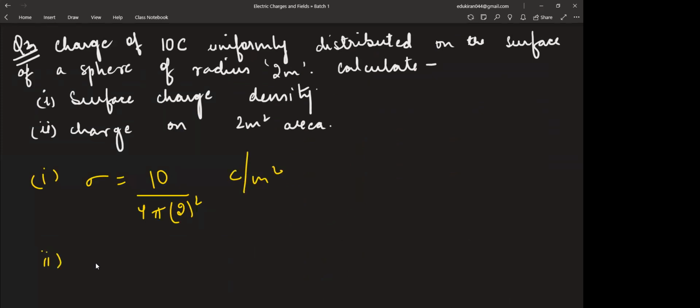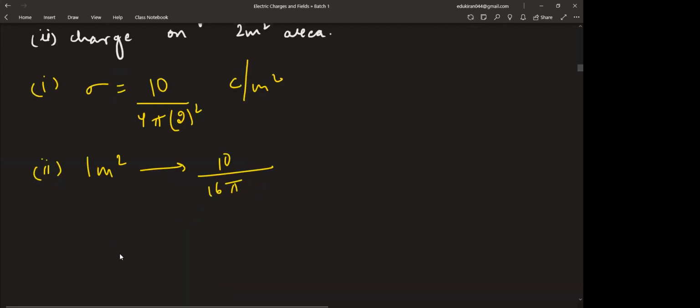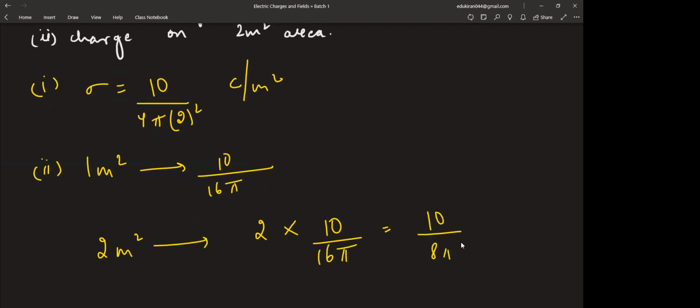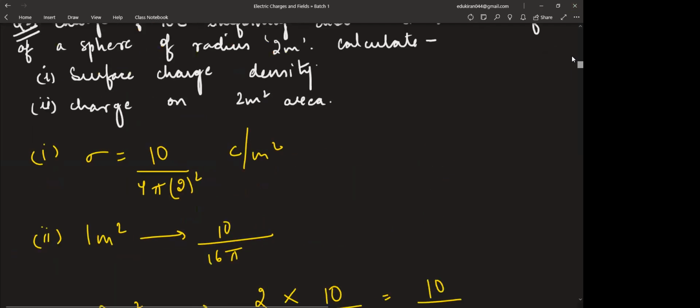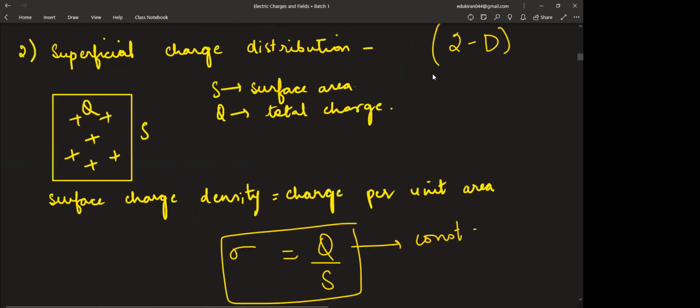And the second part says if in 1 meter square we are having 10 divided by 16 pi, so in 2 meter square we would have just the double of it. 2 meter square would be 2 into 10 divided by 16 pi, which is equal to 10 divided by 8 pi. Fine. Write it quickly. We'll then see volume charge distribution.